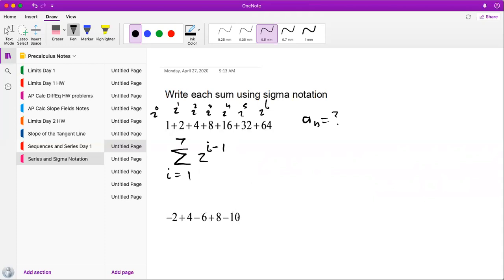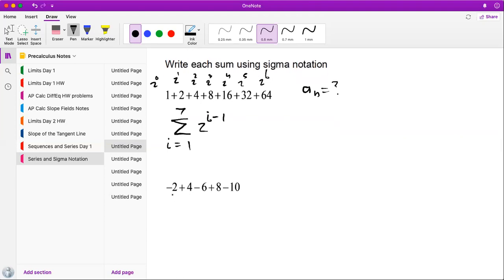This one looks like it's just even numbers. I'll start my index at 1 again, because I just always do it that way. So i equals 1. I have 1, 2, 3, 4, 5 terms, so it stops at 5.